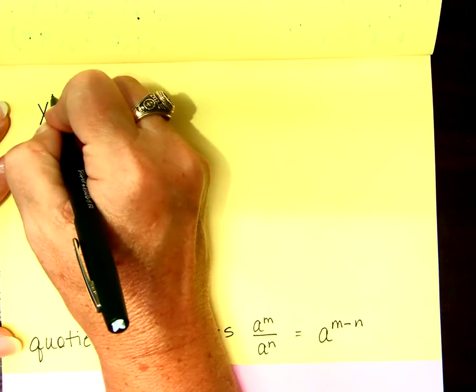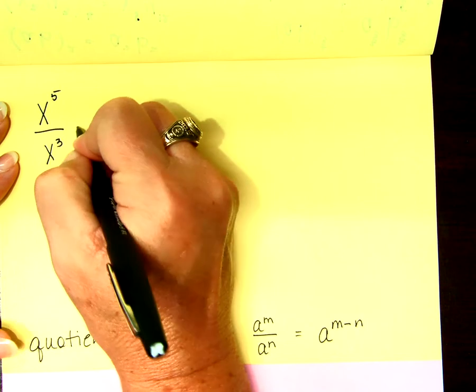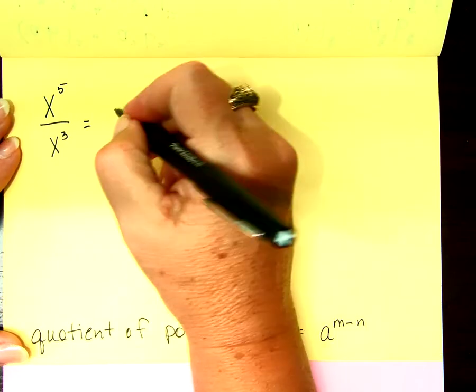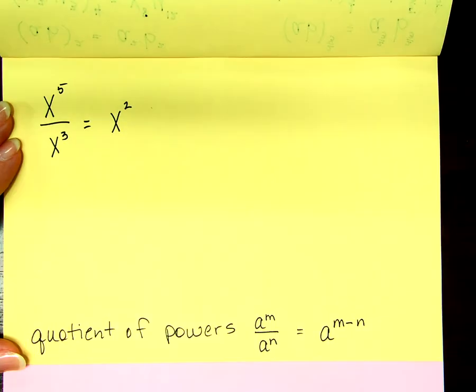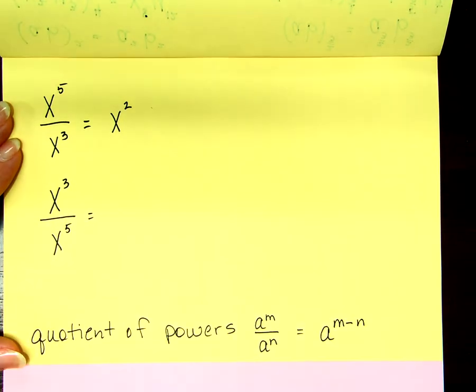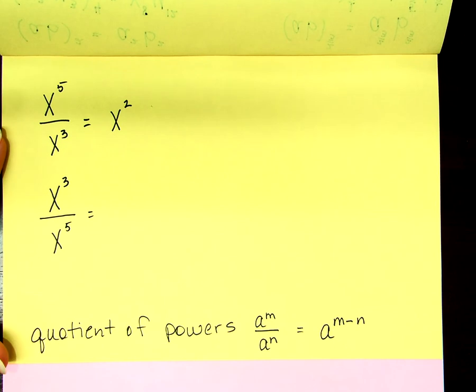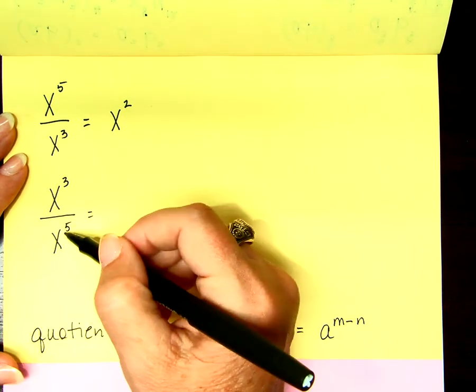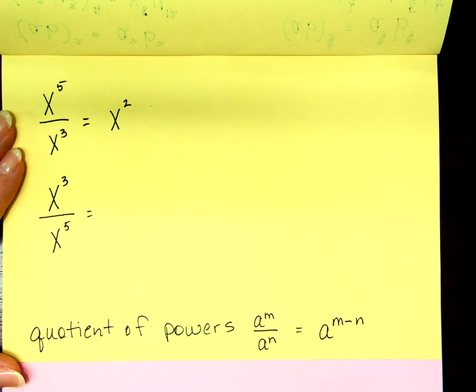So x to the fifth over x to the third is what? x squared, right? Okay, because 5 minus 3 is 2. But what about x to the third over x to the fifth? What's that going to equal? See, some of you want to say x to the negative 2, right? Because 3 minus 5 is negative 2. But we cannot have negative exponents. Negative exponents, first of all, we haven't dealt with those before because they're not polynomials, right? But negative exponents are not all the way simplified, and we do not want that, okay?